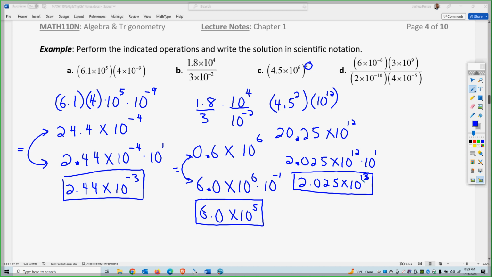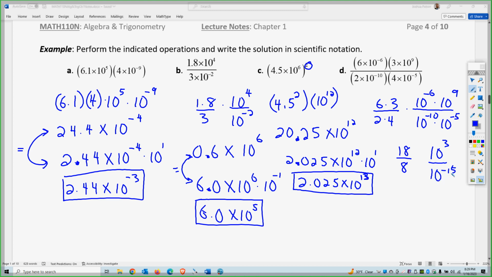Okay, so next one is 6 times 3 over 2 times 4. We'll do those separately. And then 10 to the negative 6th, 10 to the 9, and then 10 to the negative 10, and 10 to the negative 5, right? It's all multiply, so we can change up the order as we please, right? So this is 18 over 8, right? And then 10 to the third over 10 to the negative 15, correct?